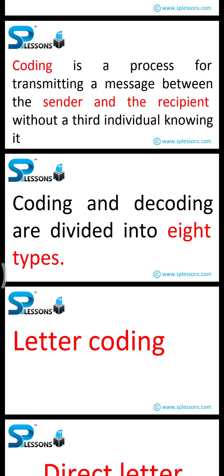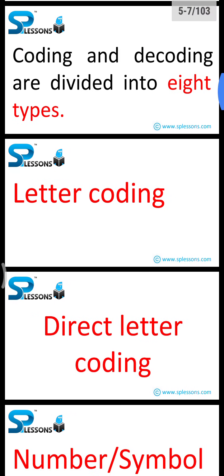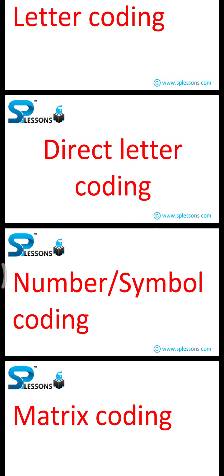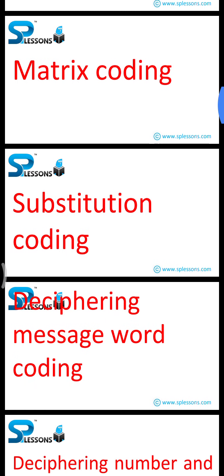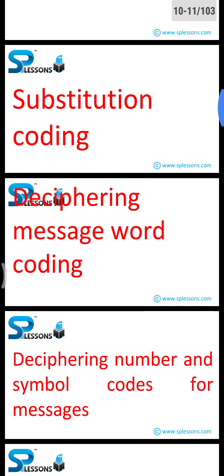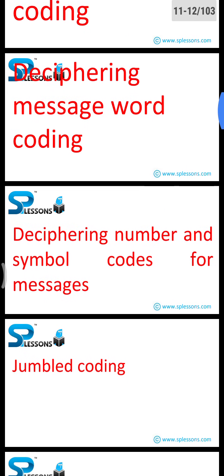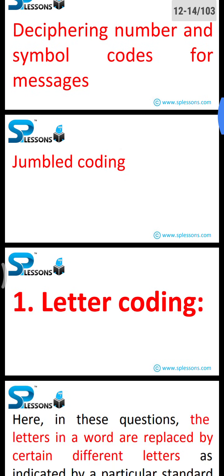Coding and decoding are divided into 8 types. The first one is letter coding, second one is direct letter coding, third one is number or symbol coding, fourth one matrix coding, fifth one substitution coding, sixth one deciphering message word coding, seventh one deciphering number and symbol codes for messages, and the final one is jumble coding. So I will explain one by one.